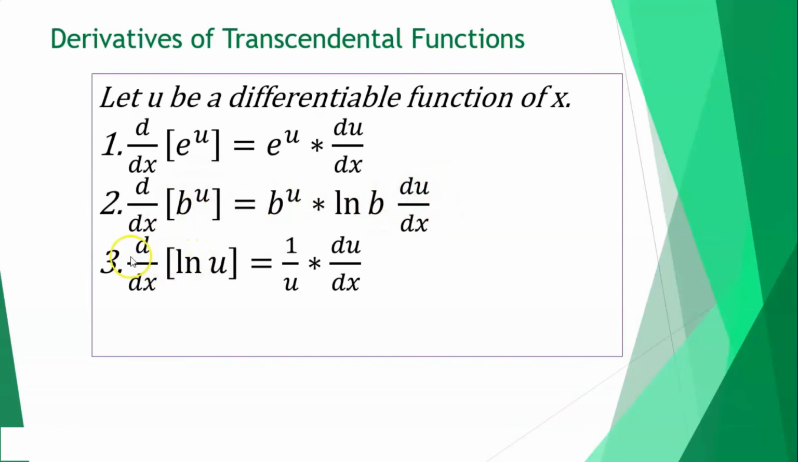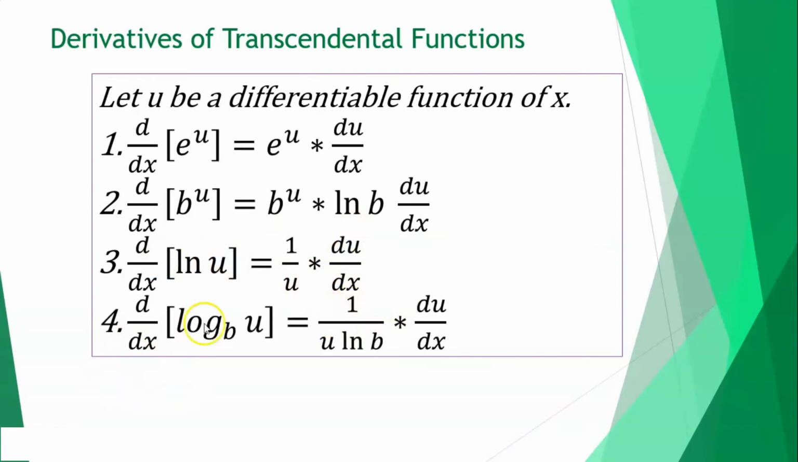Okay, another. The derivative of the natural log of u, or ln u, is equal to 1 over u times du/dx, the derivative of u. Next, we have the derivative of the logarithm of u with respect to base b. That would be 1 over u natural log of the base times du/dx. So please take note of this. So let's have examples.